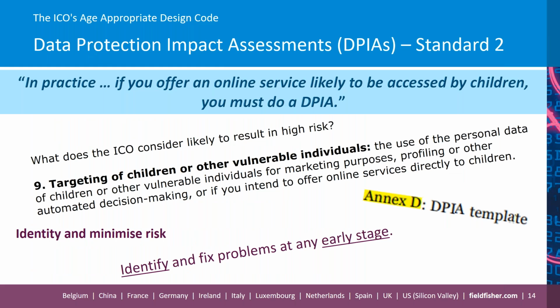So as we've already heard, within the blacklists that many data protection authorities have produced in accordance with Article 35(4) of the GDPR, many are requiring that a DPIA is done for children. So, for example, in its own blacklist, the ICO at number 9 says targeting of children or other vulnerable individuals. And where that is the case, a DPIA needs to be done.